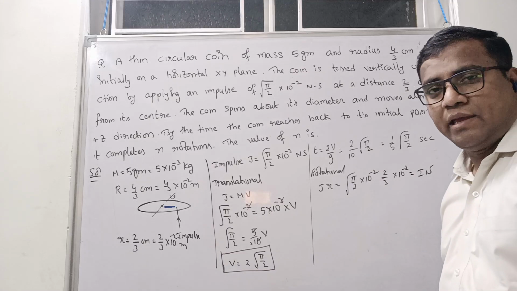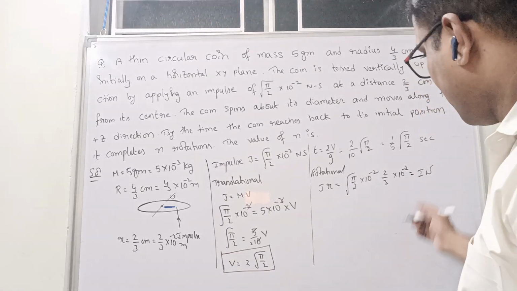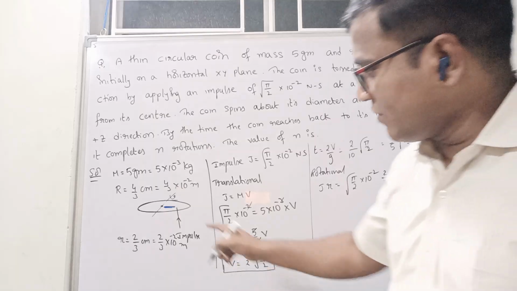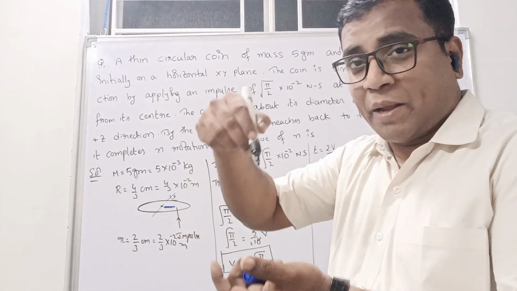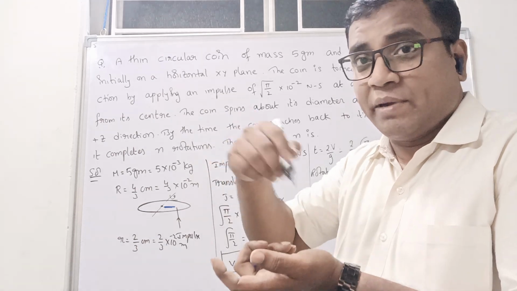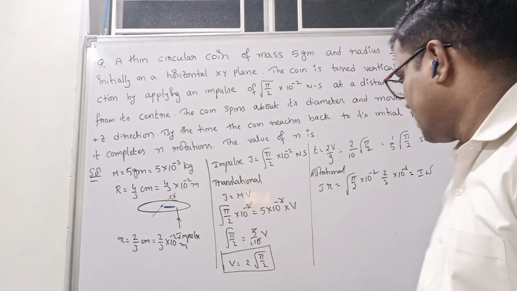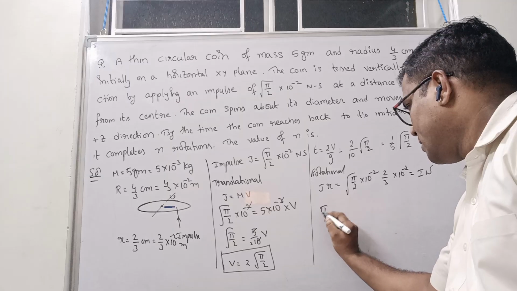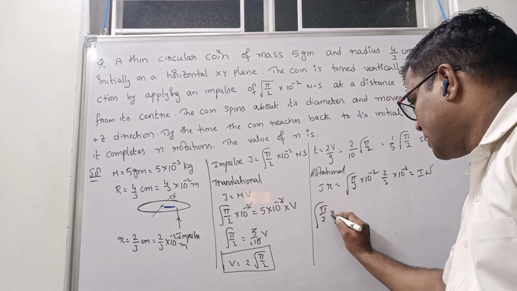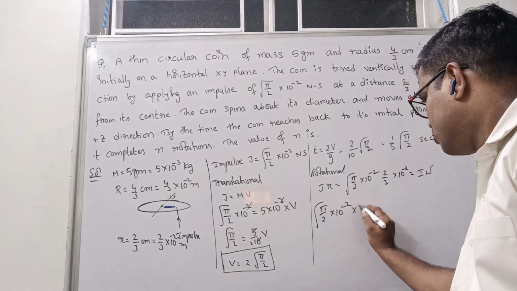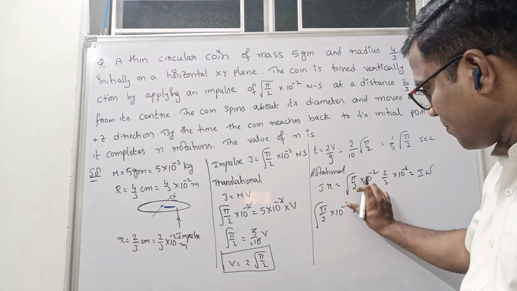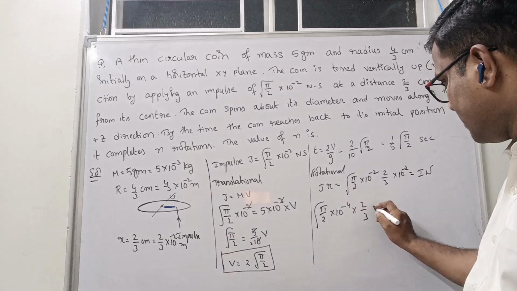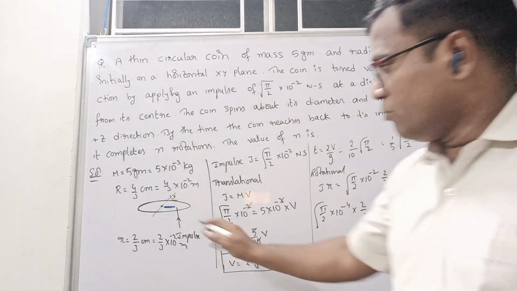Impulse is I omega. Clear? And what is I? Moment of inertia. Moment of inertia of this disk along the diameter. It is not along the perpendicular to the center, it is the diameter. So it is similar to here, I will write here pi by 2 into 10 power minus 2 into 2 by 3. And here 10 power minus 2, here 10 power minus 2. I will write directly 10 power minus 4. So which is equal to I, the moment of inertia of this disk.